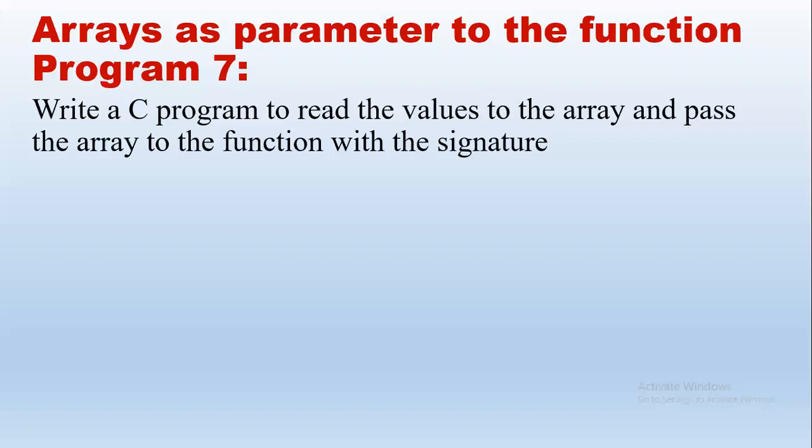Anyone? What do we write in a function prototype? Data type, function name, arguments, right? I got the answer in the chat box. Correct. So we need to give the data type, that is the return type of the function, name of the function, and the arguments or the parameters, right?